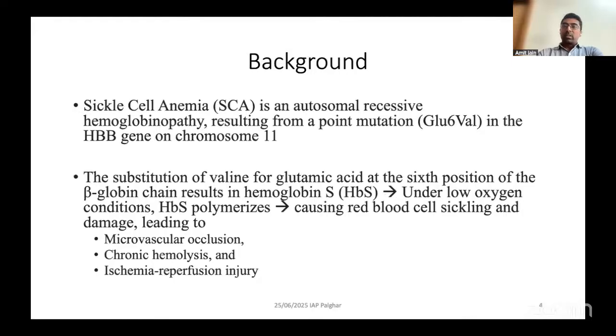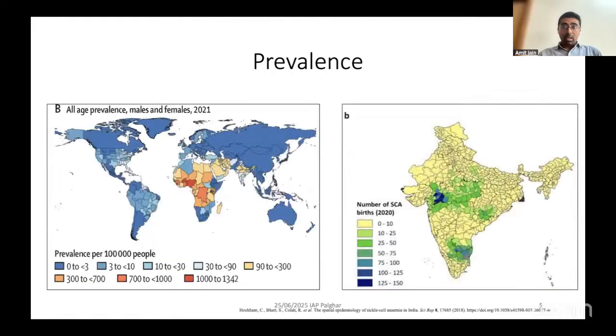Sickle cell anemia is an inherited autosomal recessive condition, a hemoglobinopathy resulting from a point mutation in the hemoglobin gene on chromosome 11. Because of this substitution of valine for glutamic acid in the beta globin chain, HbS is formed, which under low oxygen conditions polymerizes and causes sickling of the cells. These sickle cells can cause microvascular occlusion, chronic hemolysis, and ischemia reperfusion injury, leading to the complications.